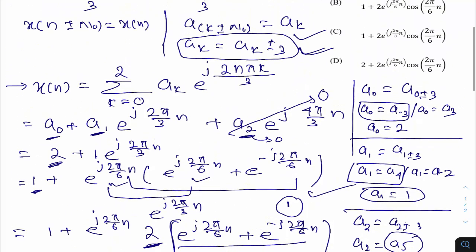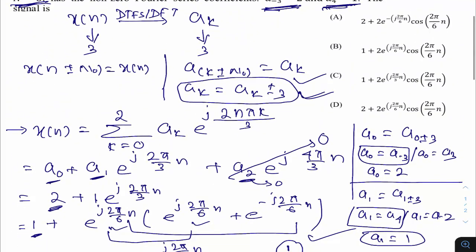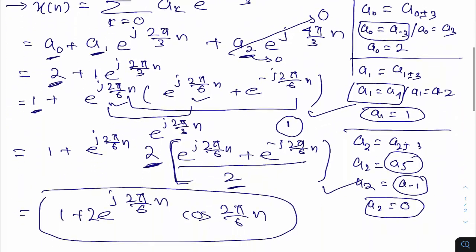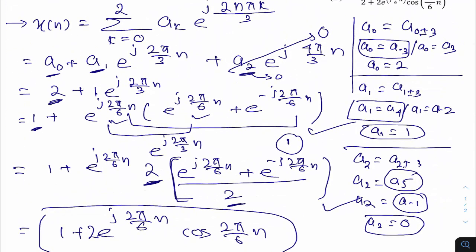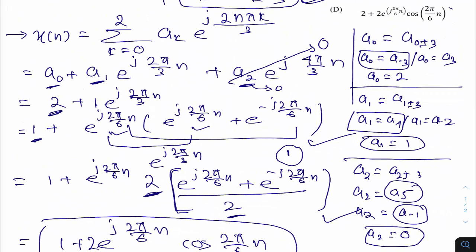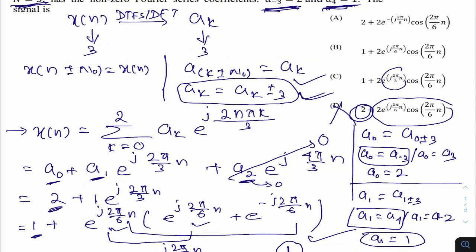So 1 plus 2 into e raised to power j 2 pi by 6n. If you see this, which option is matching? Option D is not correct, because in D this factor is coming, but it is 2 and we need 1, so D is wrong. These factors we don't have in common, so that is also wrong, and this has a negative sign, so that is also wrong. So this is the correct answer.